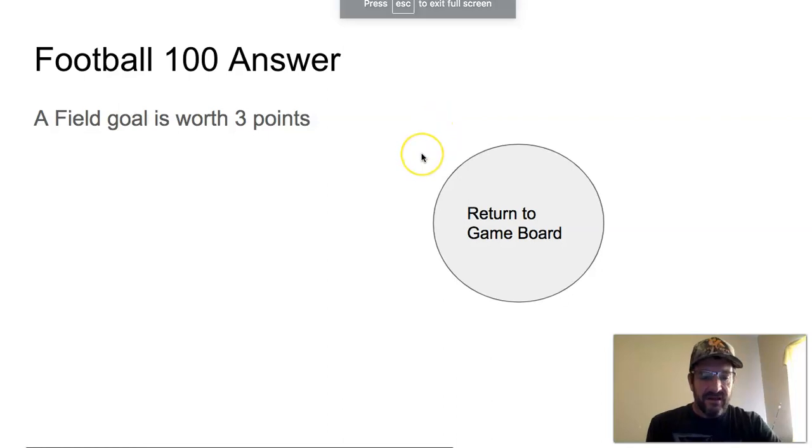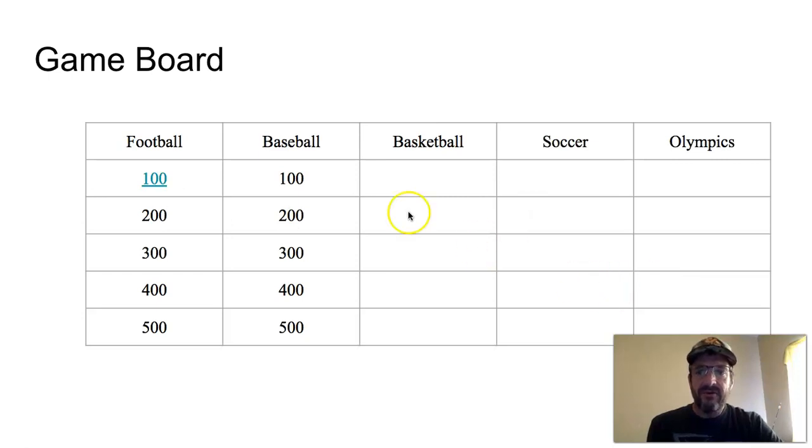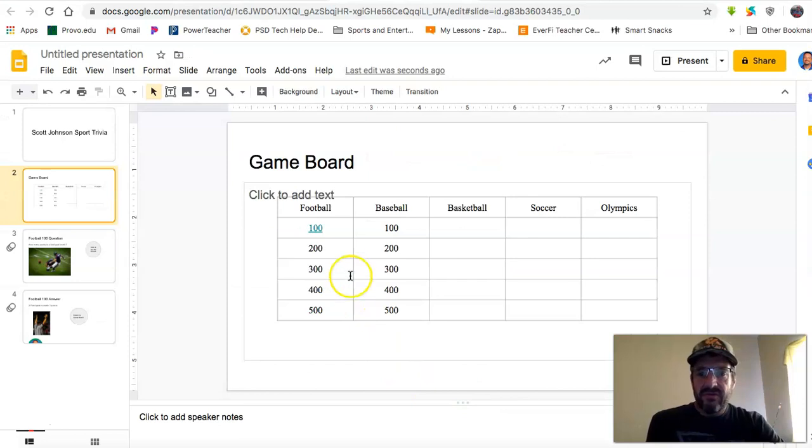So just to review, your first slide, let's go back to the beginning. Your first slide is just going to be your welcome slide. Then you'll have your game board. Your game board will have a title of game board. It's going to be 5 columns by 6 rows. The first row is your categories, and then each of the others will be your point value.